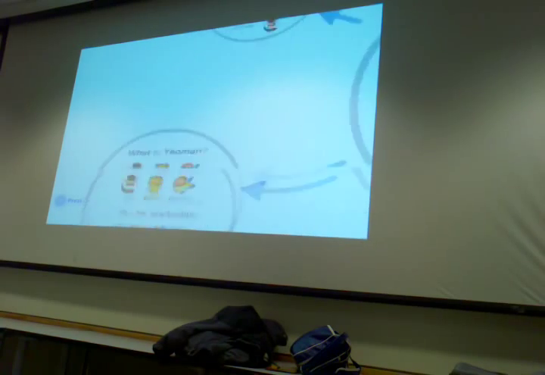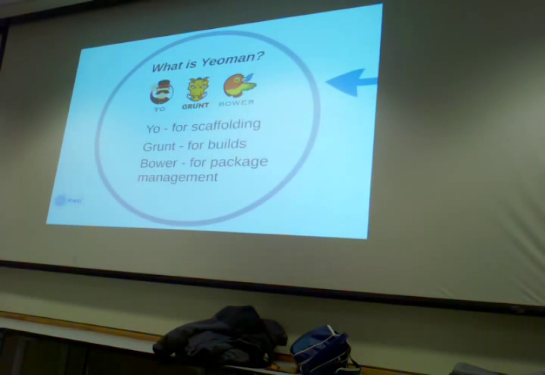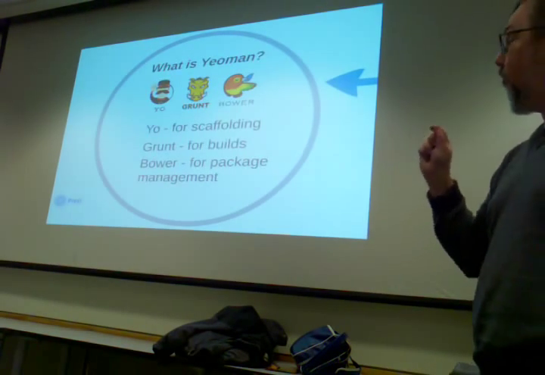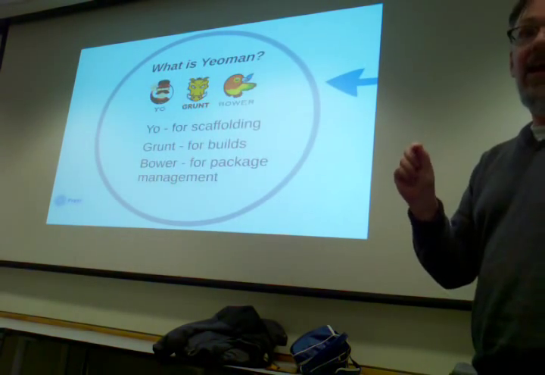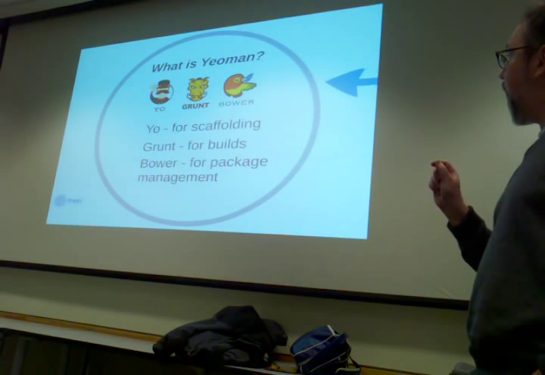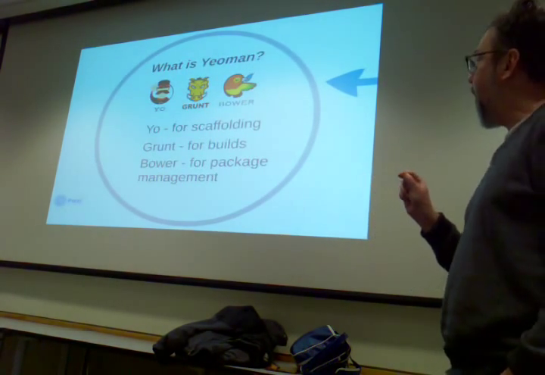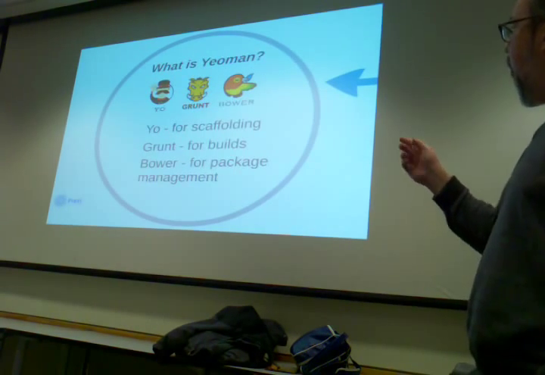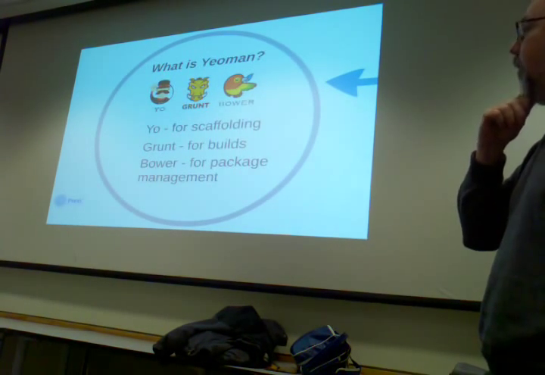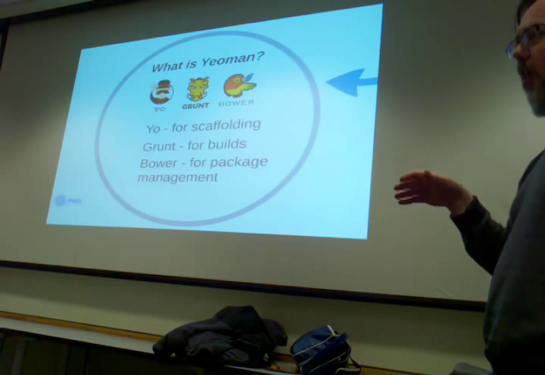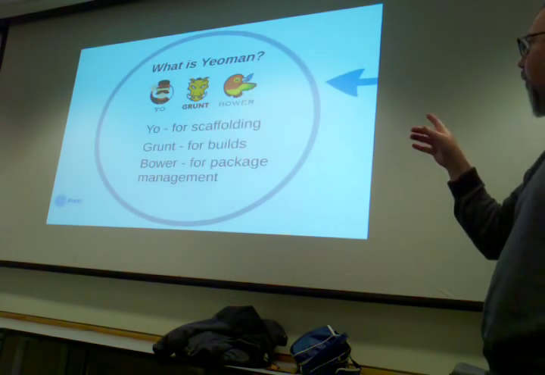So Yeoman is basically a workflow that lets you get all of those things using three different applications. Yo, which is the scaffolding app. Grunt, which is your build app, and Bower, which does package management. You can kind of see, Yo is from Yeoman. A yeoman is some sort of knight. I think the guys at the Tower of London are actually yeomen. They wear those hats, I know.